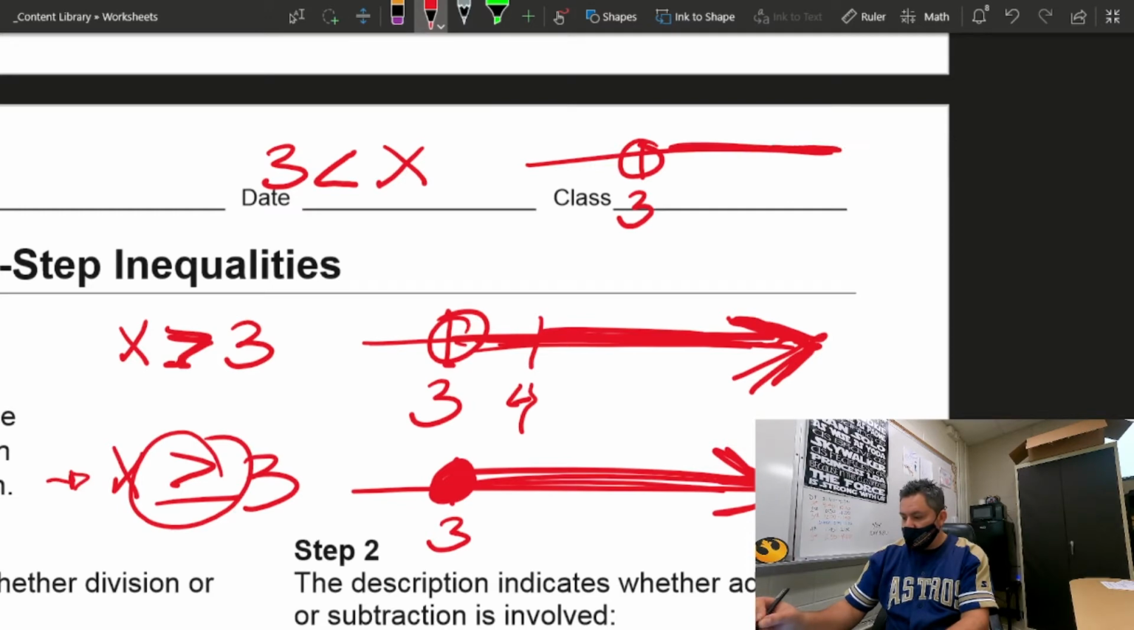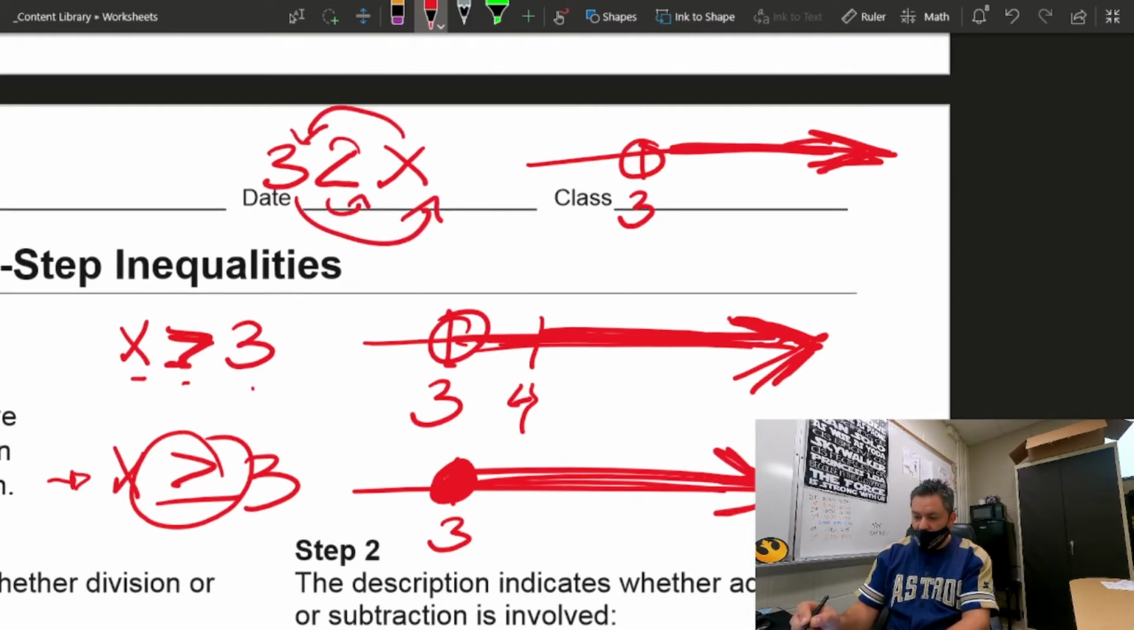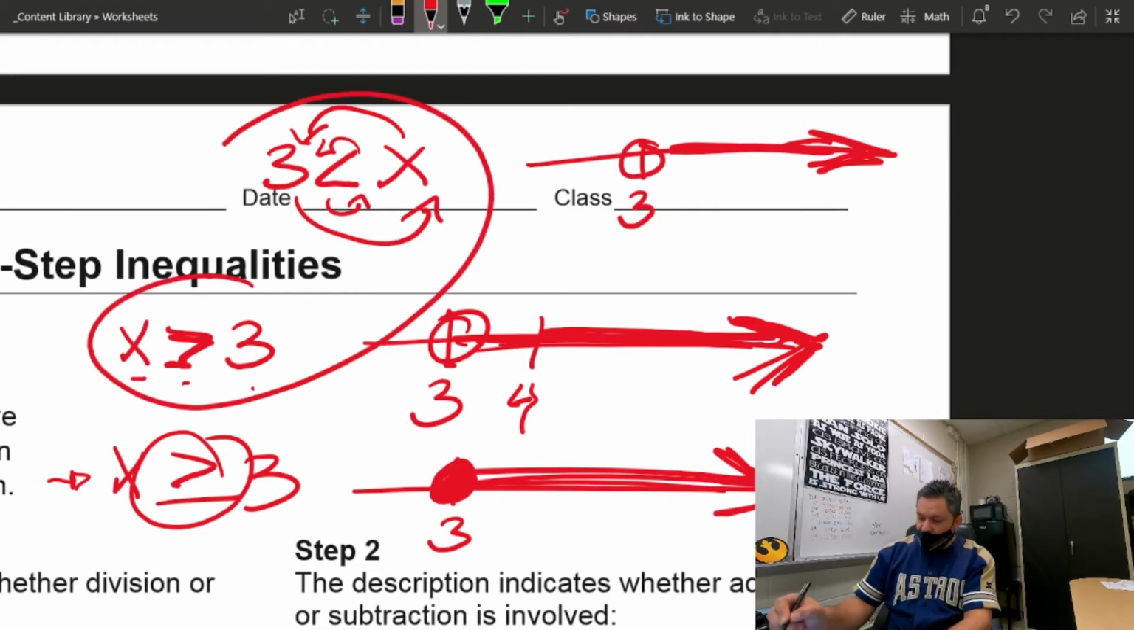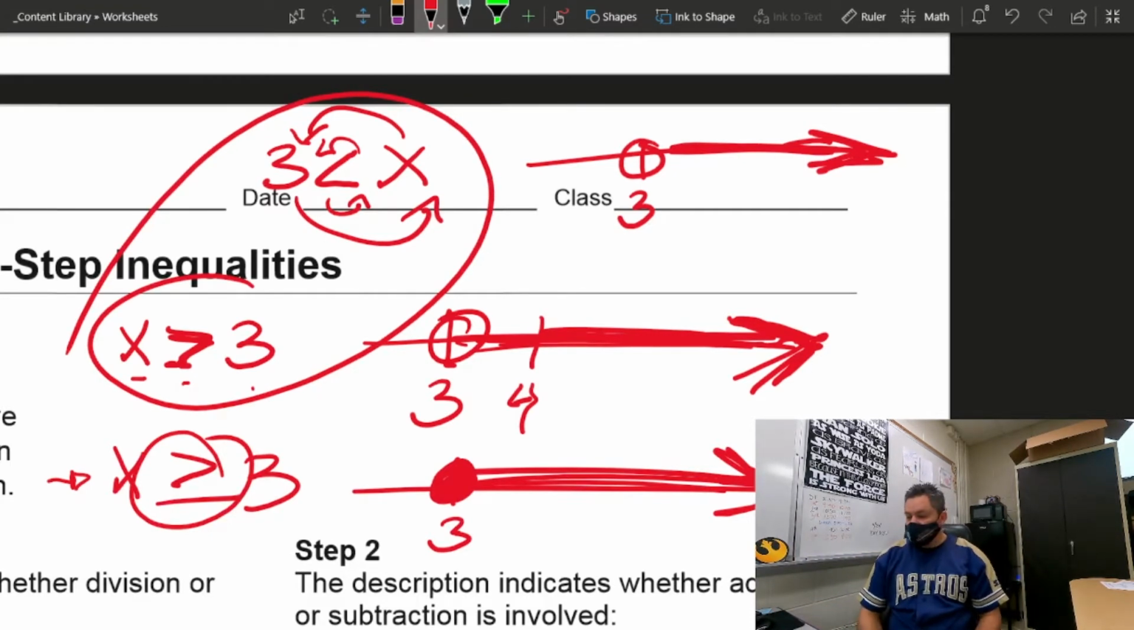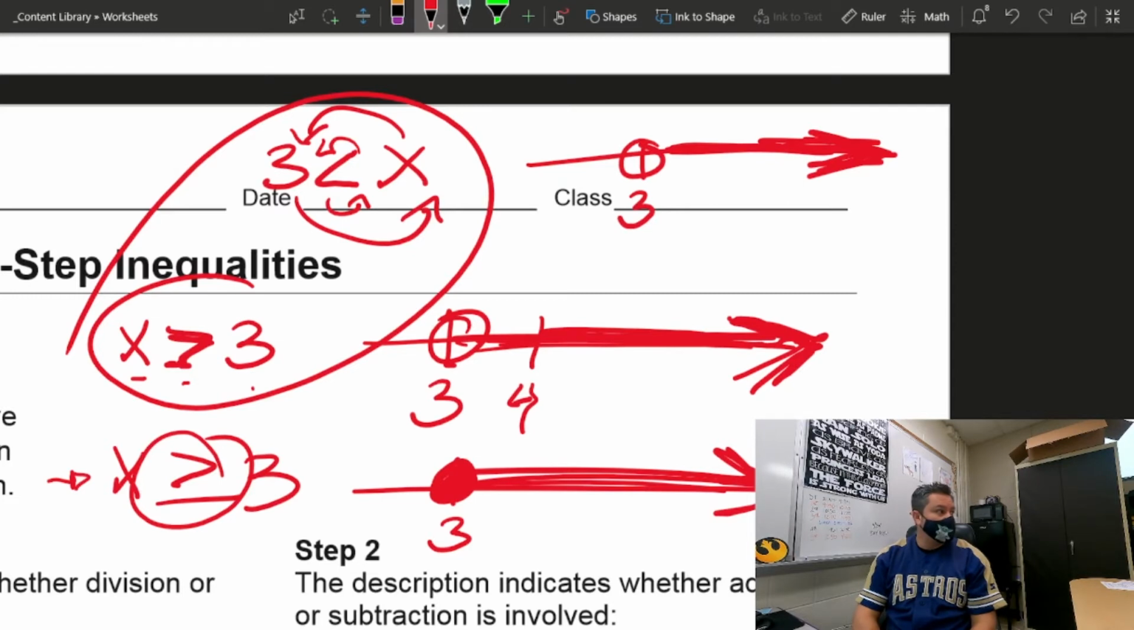Why wouldn't you go this way? It's 3 less than x, right? X more than 3. Isn't that the same thing? Didn't I just flip them? So these two things are the same. So yes, it goes this way. So anytime you have the variable on the right, just flip the whole thing, including the sign. Very important. Okay? So just pay attention to that.